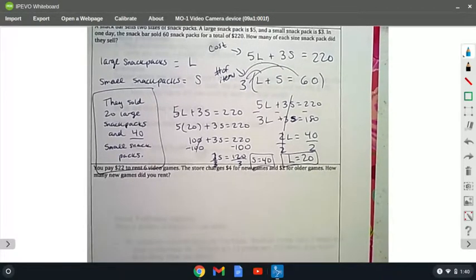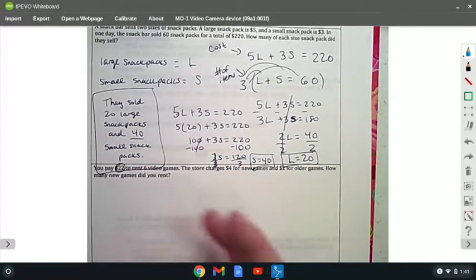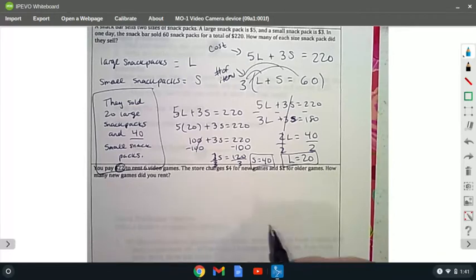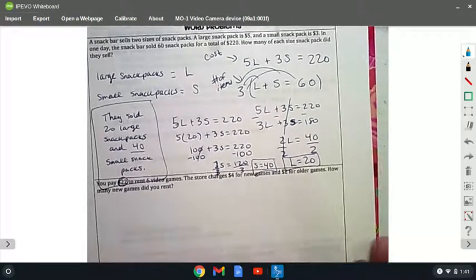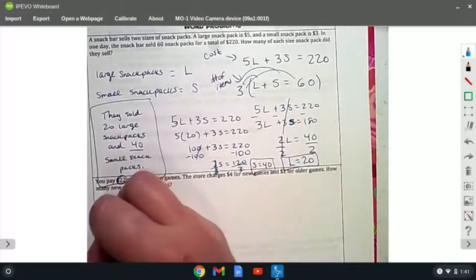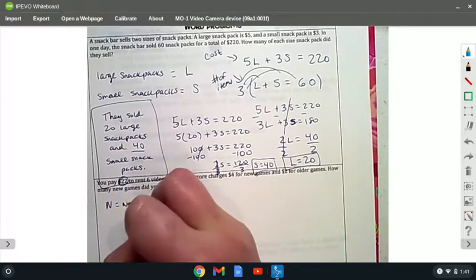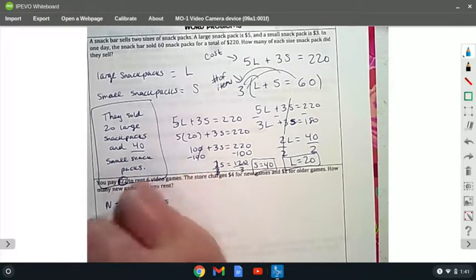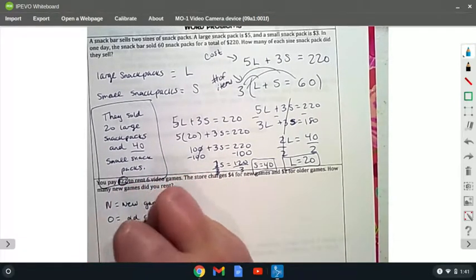Okay. This next problem, we're talking about video games. You may pay $22 to rent 6 video games. The store charges $4 for new games, $2 for old games. So our variables here are new games and old games. So N is going to be new games. O is going to be old games.